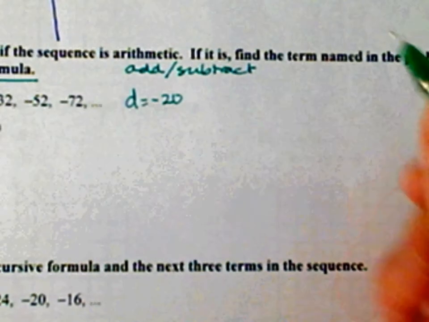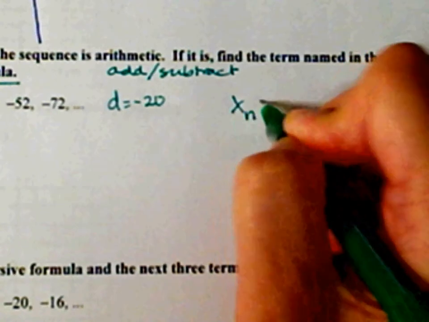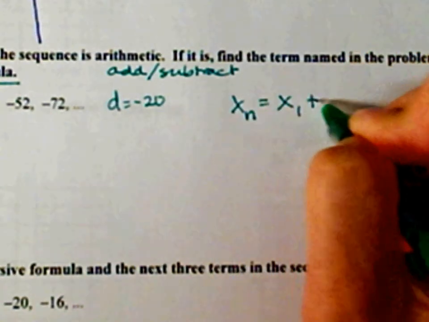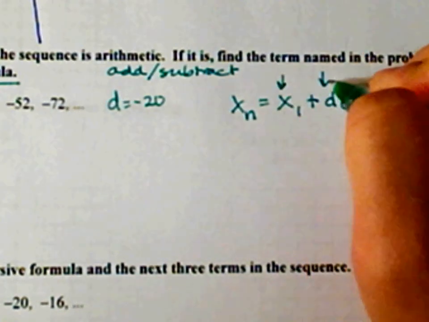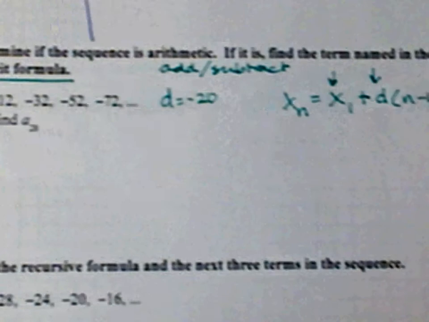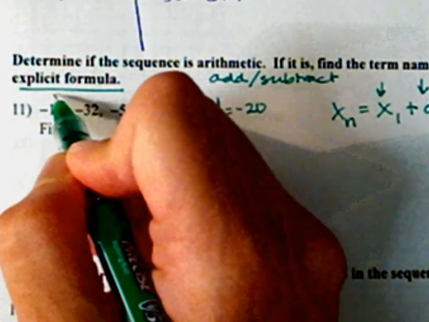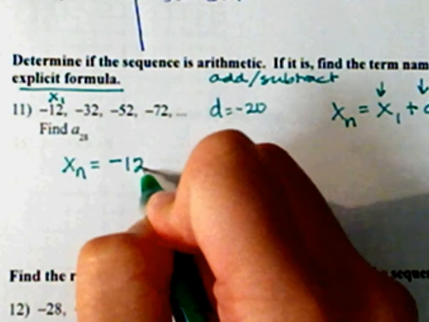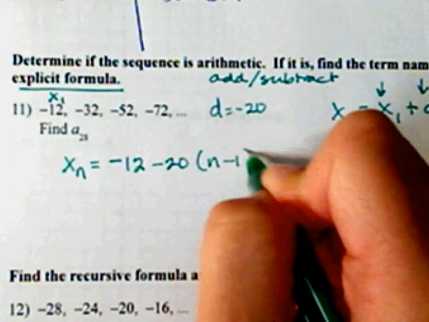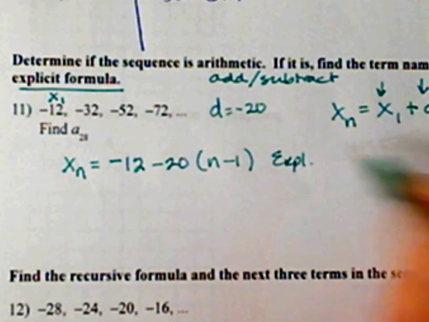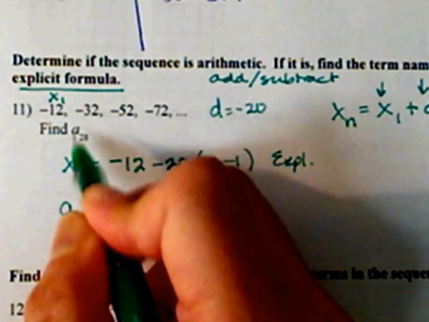It says to write the explicit formula. Explicit formula looks like this. x of n is equal to x1 plus d times n minus 1. These are the only 2 things you change. Okay? So for me to write the explicit formula, I'm going to write x of n equals, here's your first term, negative 12, your d, negative 20, times n minus 1. This is your formula.